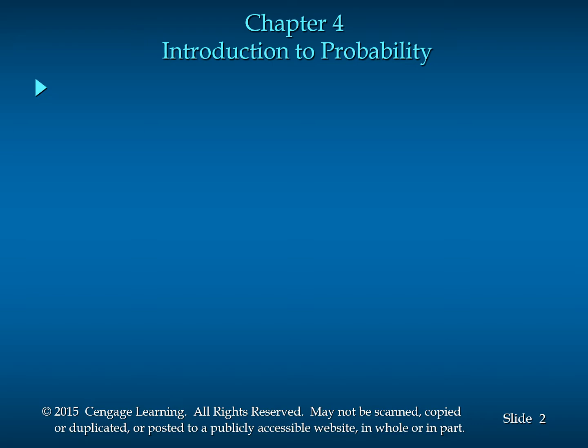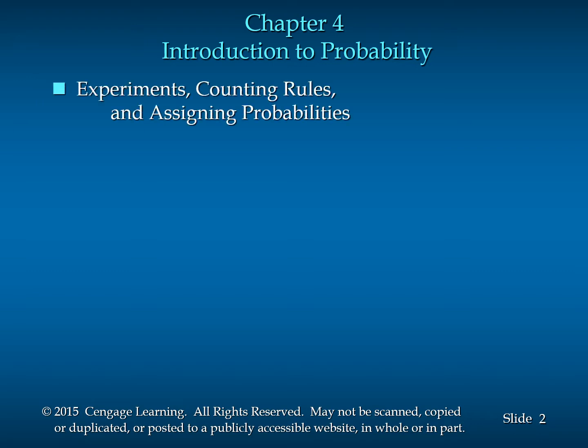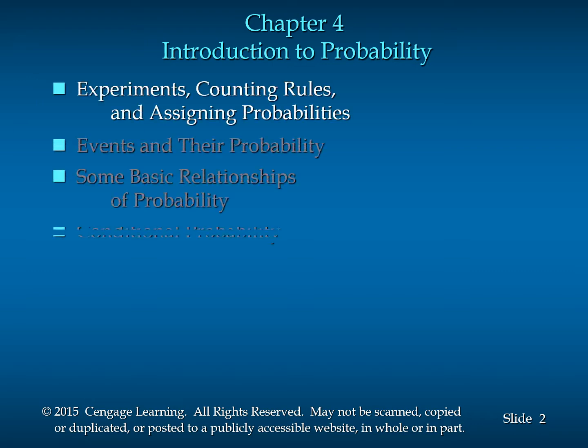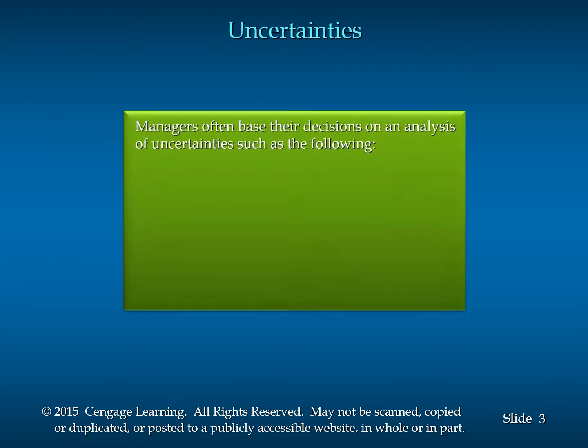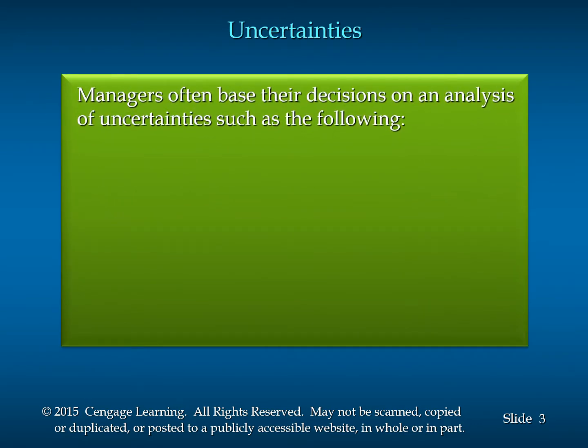In Chapter 4, we will introduce the concept of probability and uncertainty, first with a focus on counting rules. Rarely in business are we 100% certain. We must base decisions on uncertainty.